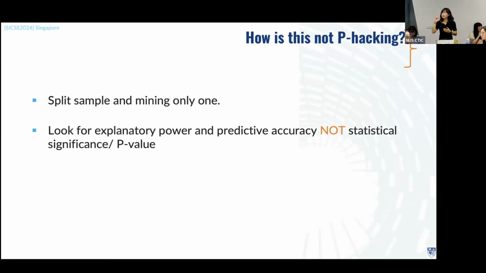But when we do statistical tests, all we care about is p-value, right? It can have a very big coefficient, but it doesn't matter. It still could be noise in the sample that you have. So the goal is very different.